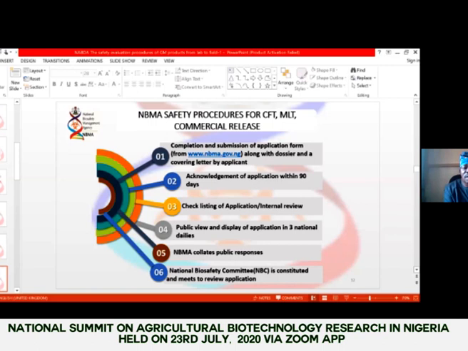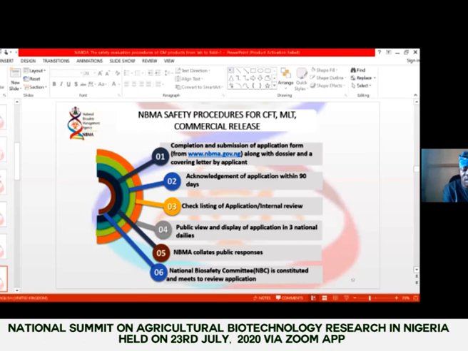Then we also seek the public view by displaying these products, this material, displaying the application dossier. We expect members of the public to confirm or make any comment on the application within 21 days. We collate these public views, which will also guide our processes. Anybody who responds to our public display, we also acknowledge such a person.